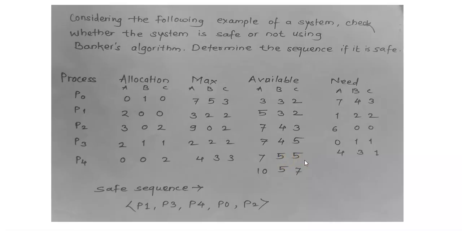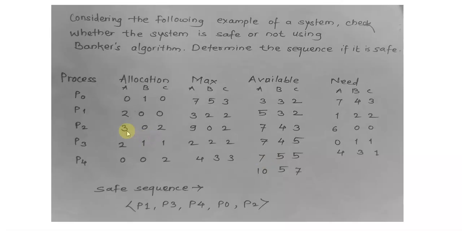Which process is now remaining? It's P2. The requirement is 6, 0, 0, and we have 7, 5, 5. So again we can easily allocate these resources to the process P2. So here, last, we are going to write P2. See here, there is no deadlock. Okay. So we can call it a safe sequence, or we can call the operating system in a safe mode.